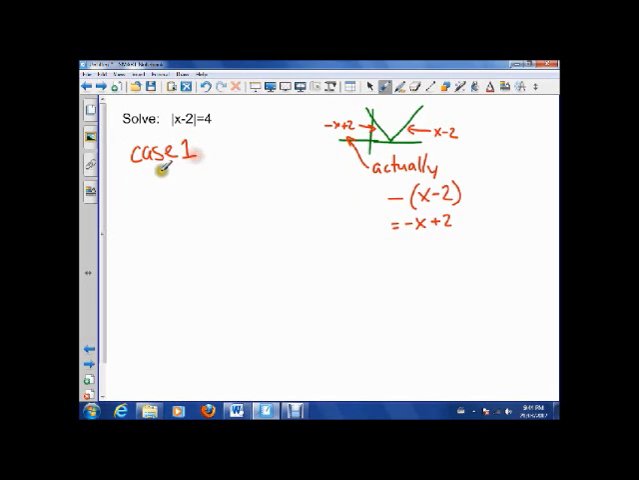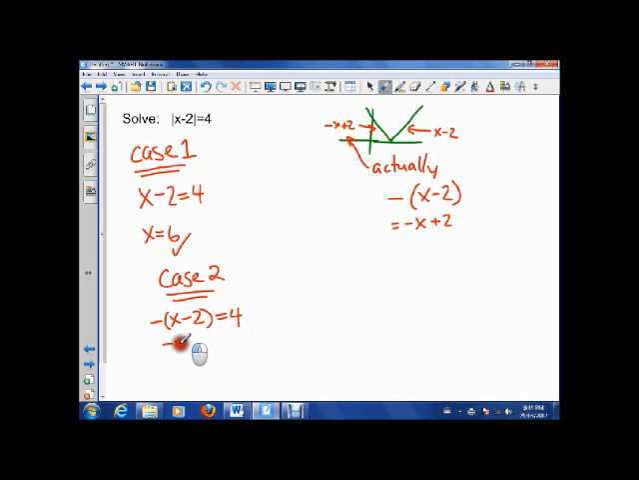The way that we're going to do this algebraically is we're going to do two cases, which you guys saw in your reflection. Case 1 is just going to be the right branch. So x minus 2 is 4, which means x is 6. It's one solution. Now we're going to do another case. This one comes from the fact that negative x plus 2 is 4, which means negative x is 2, which means x is negative 2.